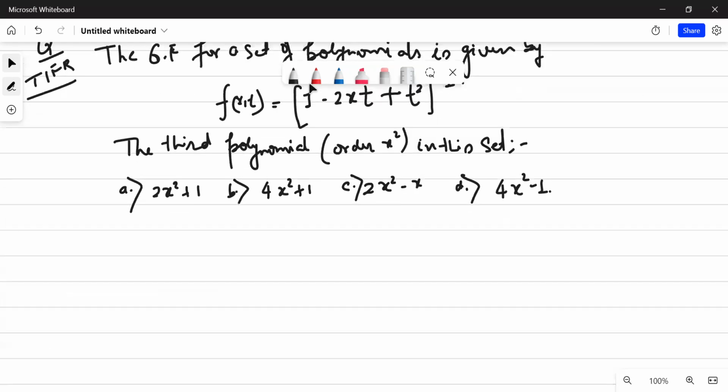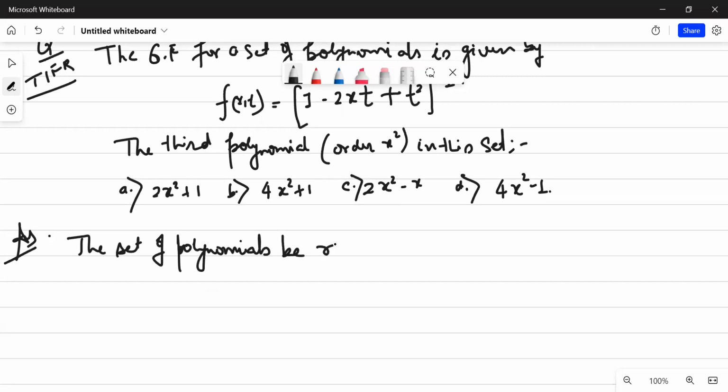How to go about it? Okay, so it says that, let us write that the set of polynomials is represented by Q_n(x).